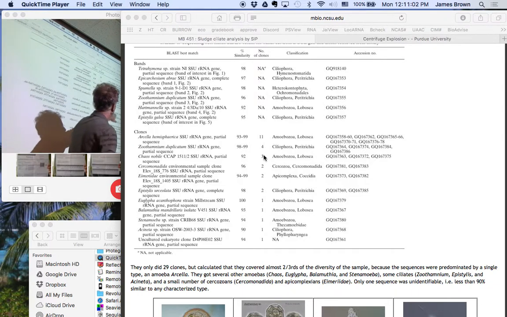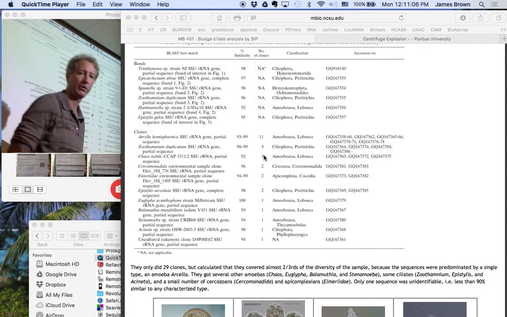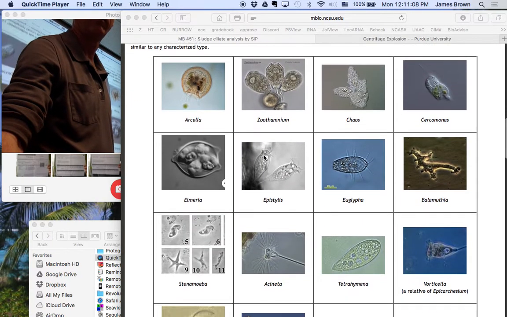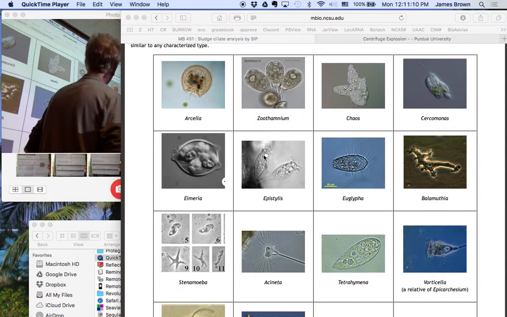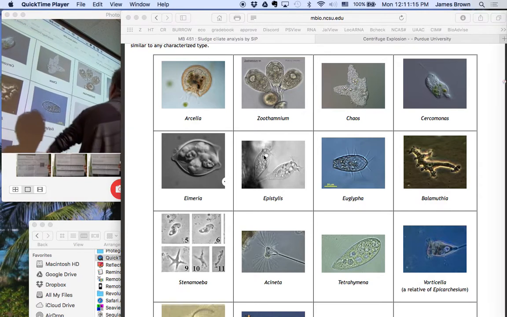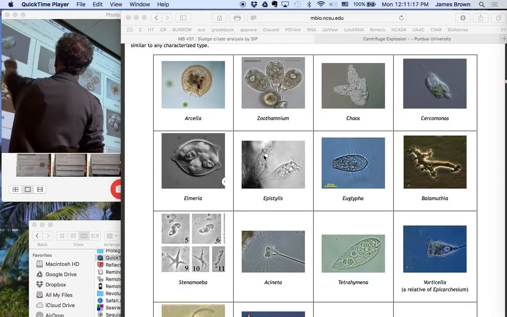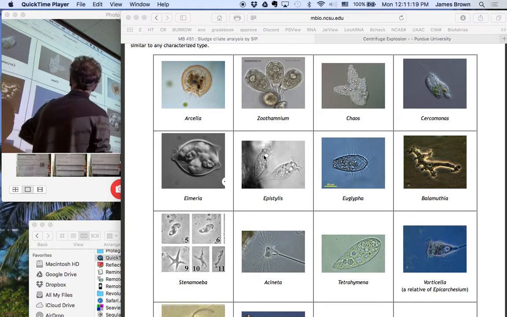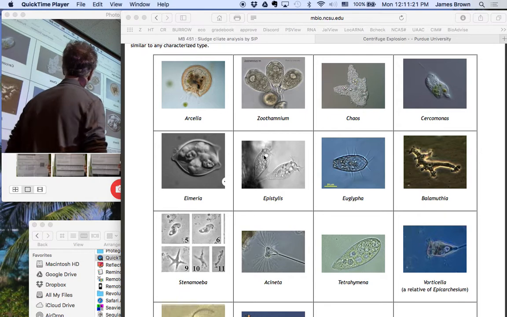Most of the clones were Arcella. They also got lots of zooxanthium, lots of chaos, that's another amoeba. This is what these things look like. Zooxanthium is a paratrichous ciliate. There's some flagellates, here's an amoeba. This should be familiar to you guys.